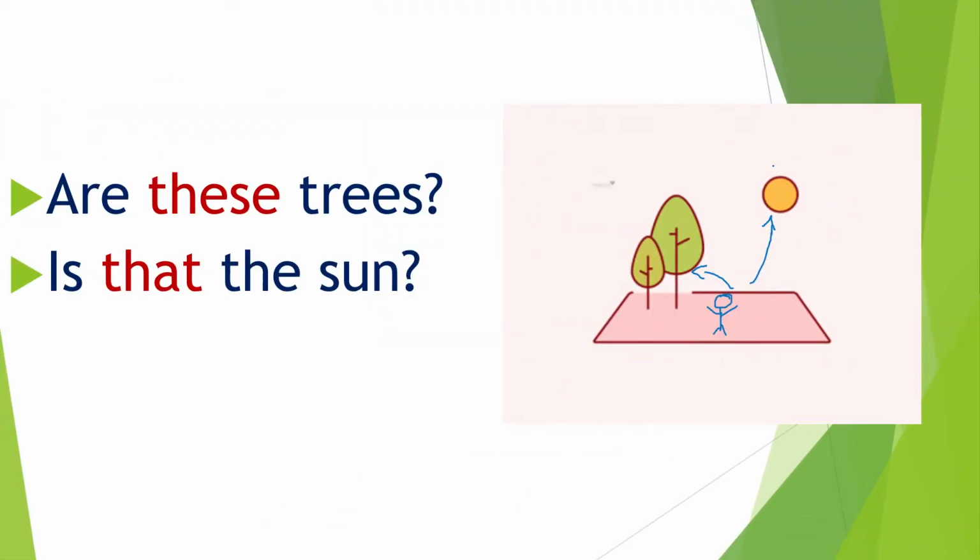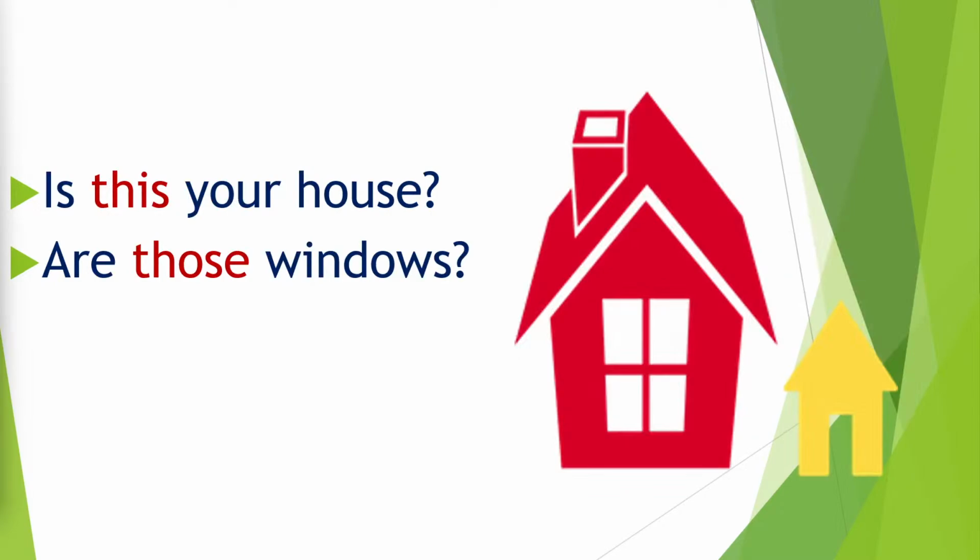Now here I am using the demonstrative adjectives. Let's go with this one for example. Is this your house? Are those windows? I am asking, guys, I am asking if they are or not. That's it. Something important as well, guys, with these two words.